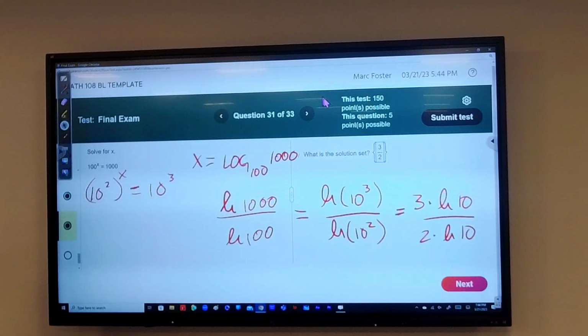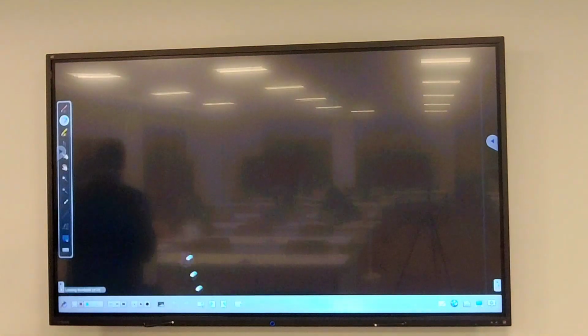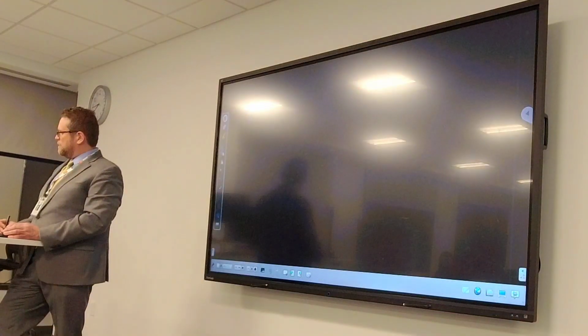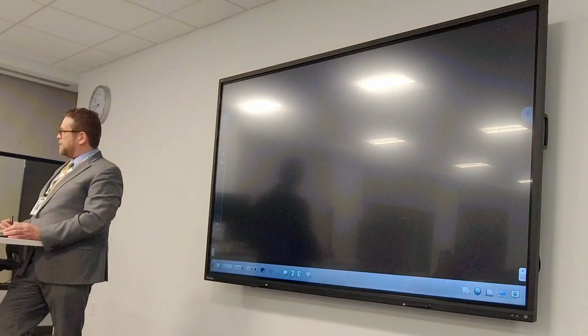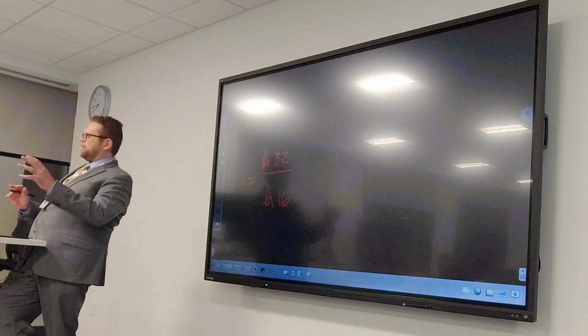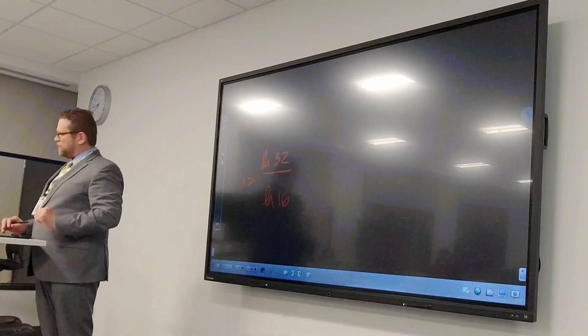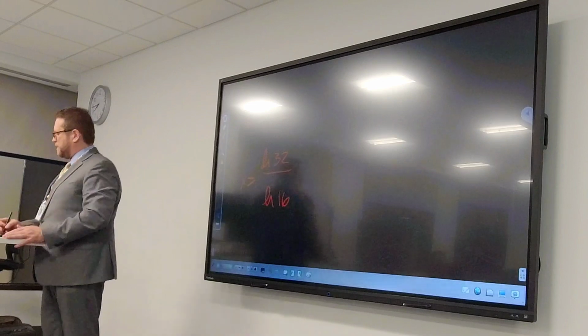What do you got? 16 to the x equals 32. So we know that x equals natural log of 32 over natural log of 16. So now I'm separated from this idea, and I can take a step back and say, I know what x is, it's this number. Push came to shove, type it in my calculator.